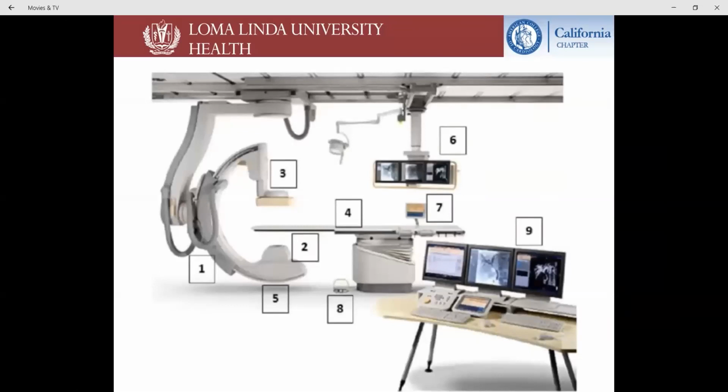Number six is the monitors that will show the fluoroscopy images, hemodynamics of the patient, and anything else that you're doing. Potentially intravascular ultrasound, OCT, FFR, iFR can all be put onto that screen so you can see it while you're doing the procedure. And then number nine is the control room monitoring screens, which are behind lead glass, but this is just a picture showing what they look like.